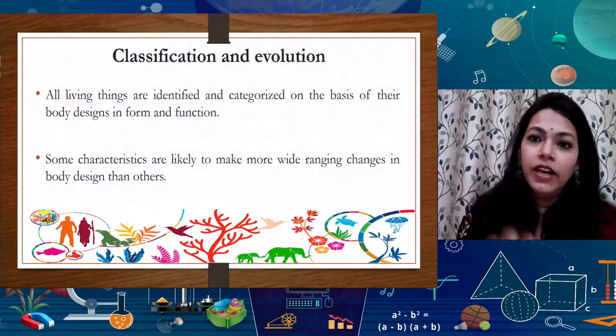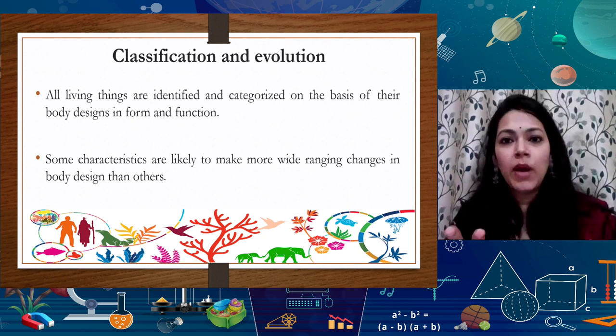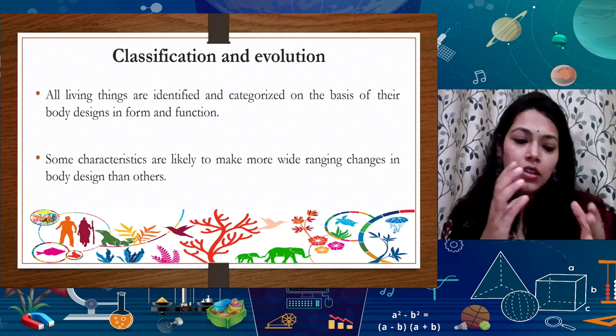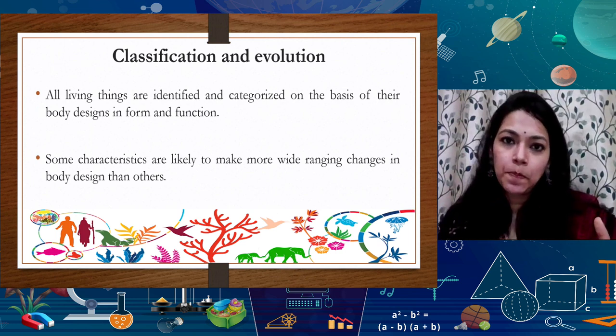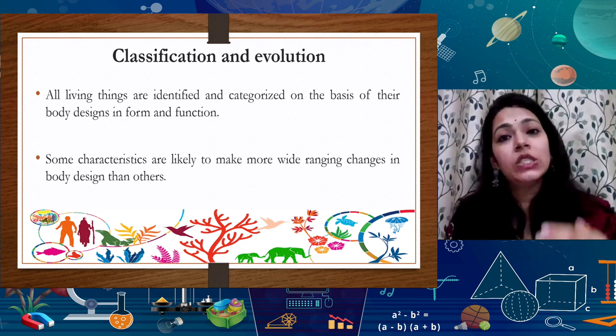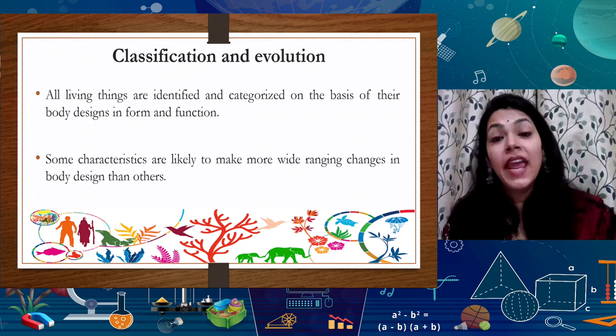Now, one important thing which we have been talking about, but this will be really good to say explicitly, students, is that the range that we see, the diversity that we are seeing and the classification we are doing actually will show us how life has originated on Earth.